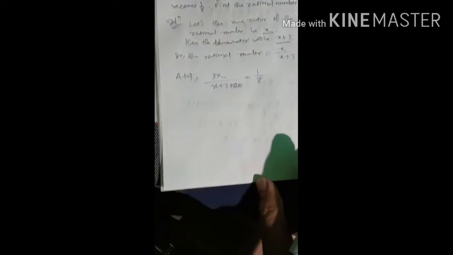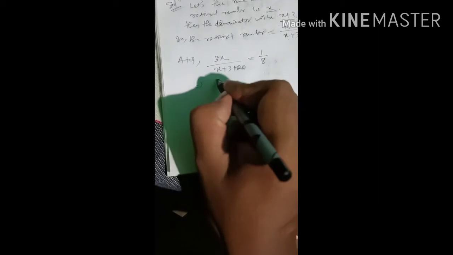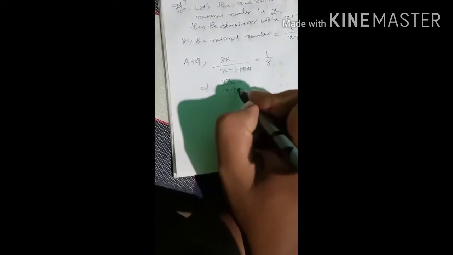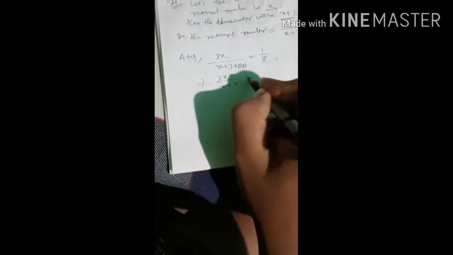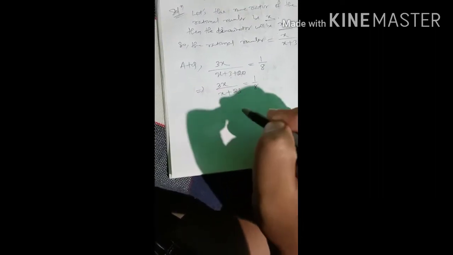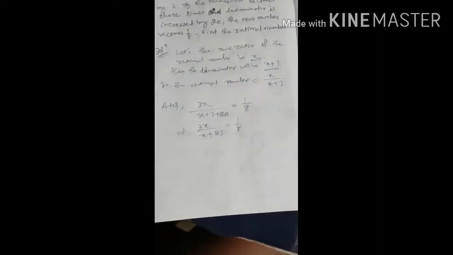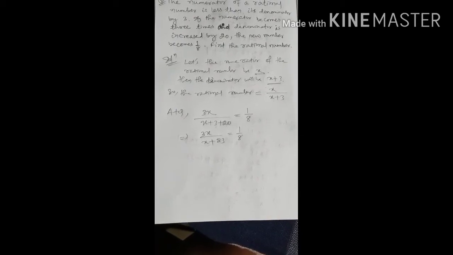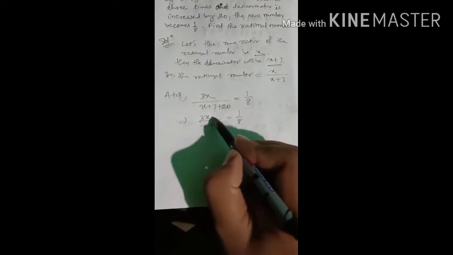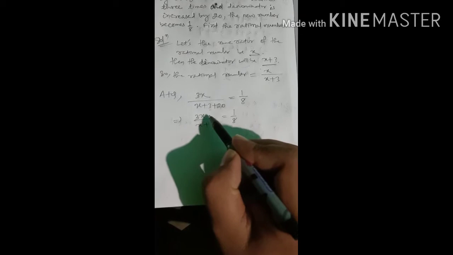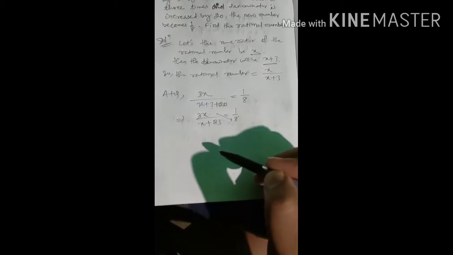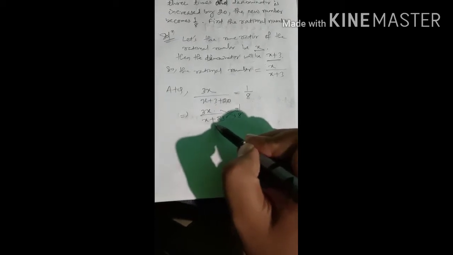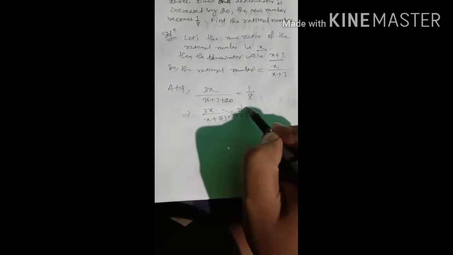Right, in the next step, what will happen? 3x by x plus 20 plus 3, that is 23, is equal to 1 by 8. Now we will reduce it into linear form. How can we reduce it? Just multiply the numerator of the fraction on the left hand side by the denominator of the fraction on the right hand side, and multiply the denominator of the fraction on the left hand side by the numerator of the fraction on the right hand side.